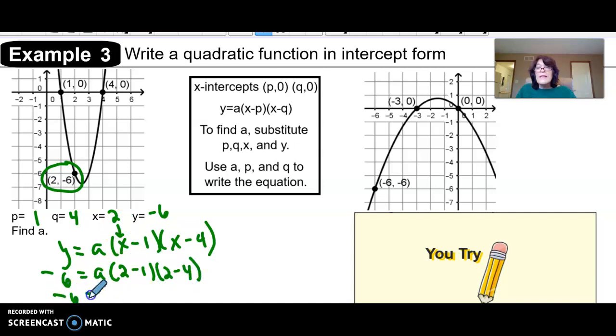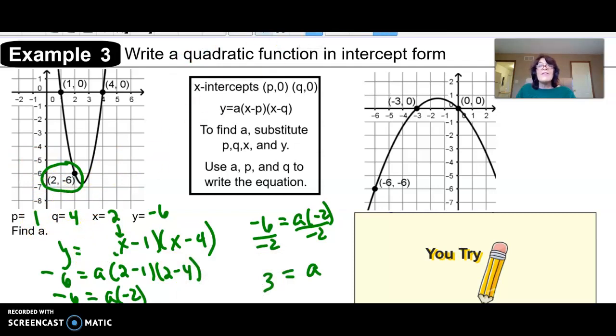That gives me -6 equals a times, what's 2 minus 1 is 1. 2 minus 4 is -2. -2 times 1 is -2. When I want the a by itself, I'm going to divide by -2, and I get a to equal 3. Okay? So it's y equals, I can erase this a now. I know what a is. It's 3. y equals 3 times x minus 1 times x minus 4.